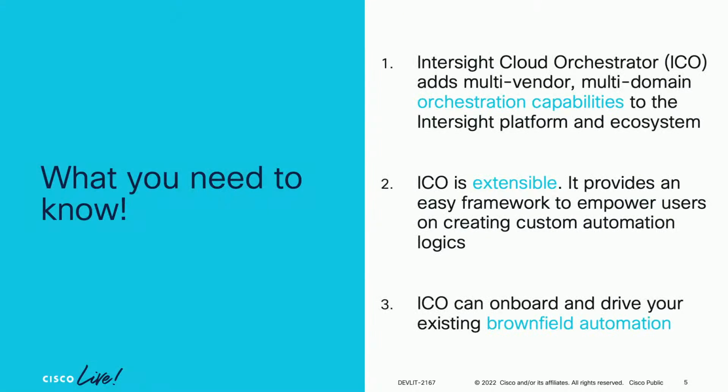These slides contain basically everything I want to share today. There are 3 main points to keep in mind when you work with ICO. The first point is that ICO is not a product per se. It's a service of Intersight, and it's the framework that enables and simplifies multi-vendor and multi-domain orchestration. You have those tasks like Lego bricks, you put them together, and you create a workflow that matches your business need. The second point is about extensibility.